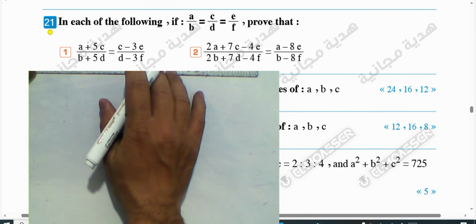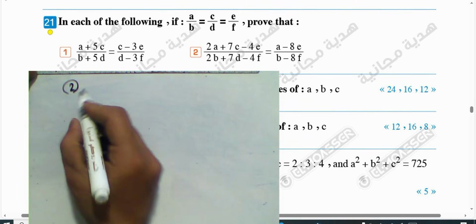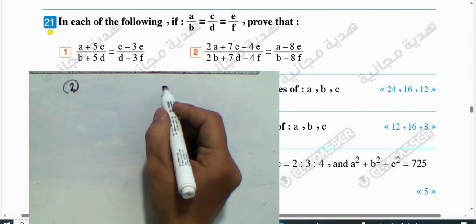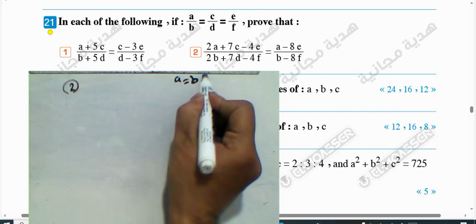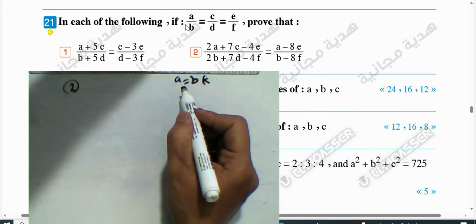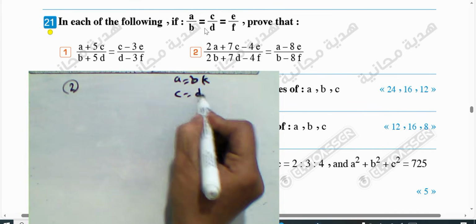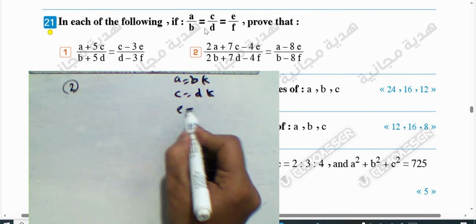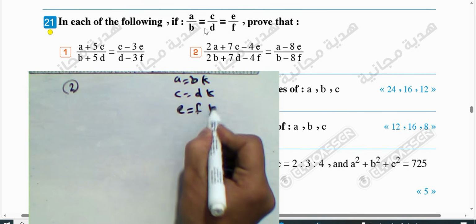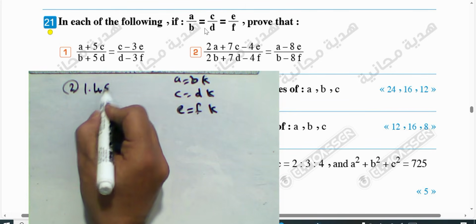Next question, number 2. We have a equals bk, b equals... and c equals dk, and e equals fk. Start from the left hand side.